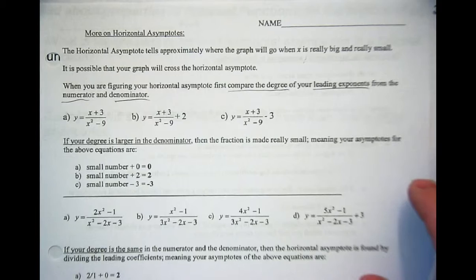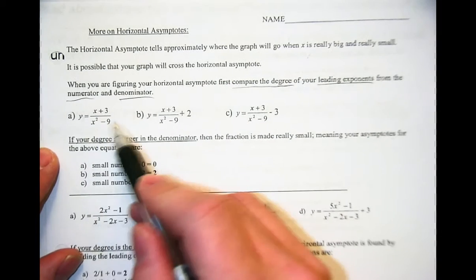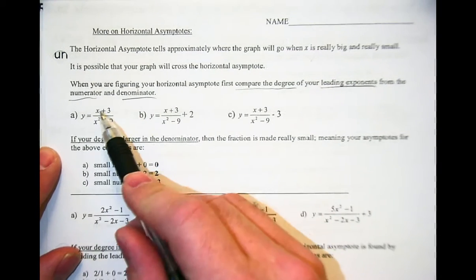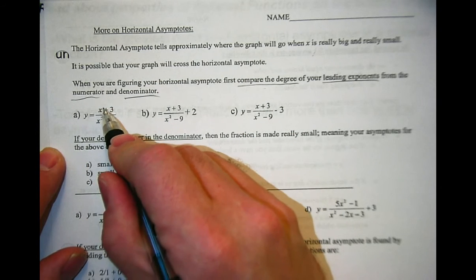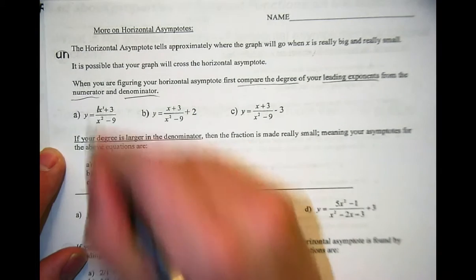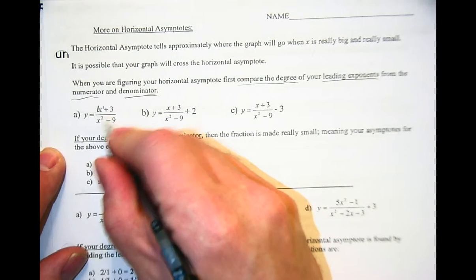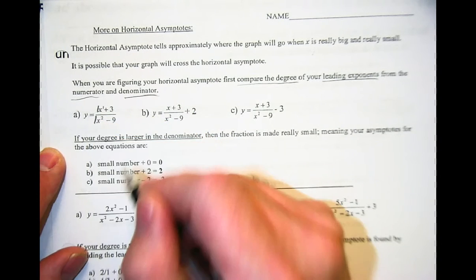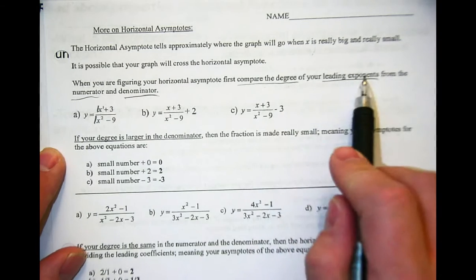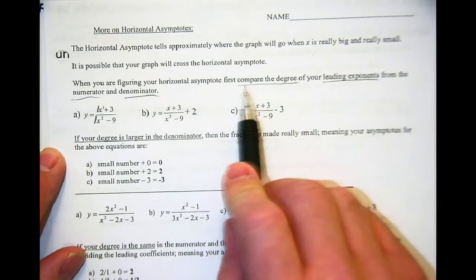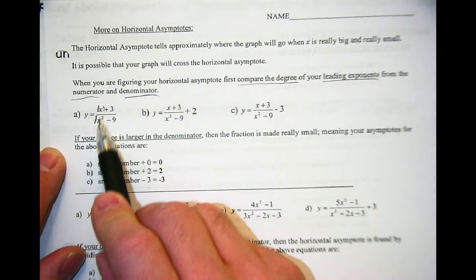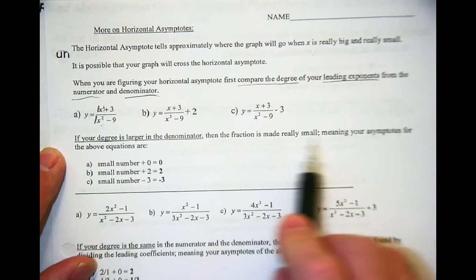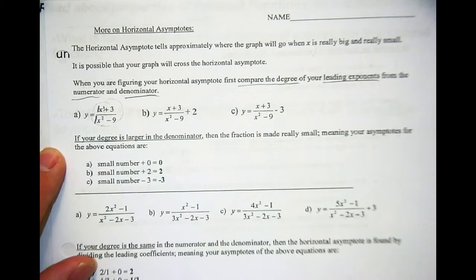That's huge. So as you're looking at this and you're going, here's my rational function, it looks like a mess. What you should look at is your leading exponent here, which is a 1. The coefficient is 1. Down on the bottom, it's 2. Your coefficient is 1. So when you're comparing the degree of your exponents there, and the degree is smaller on the top than it is on the bottom, or the degree is larger in the bottom, then that's going to make this fraction really small.